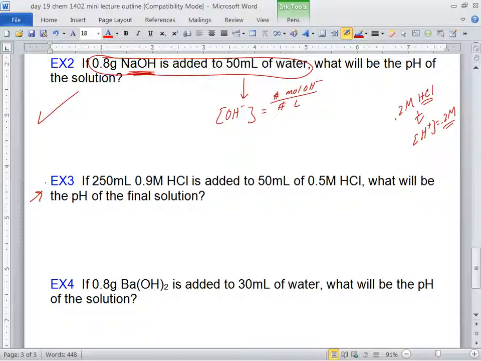Do we add the concentrations? There's a good question. Because if we know the concentration, they're both HCl, right? And if you know the concentration of H plus, just take the negative log of it and you got your answer. Can we add the 0.9 and the 0.5? That's a good question.